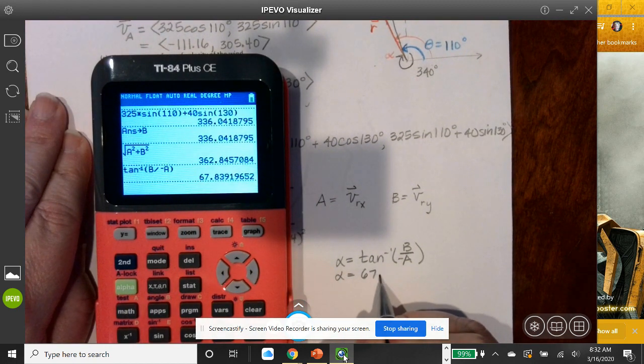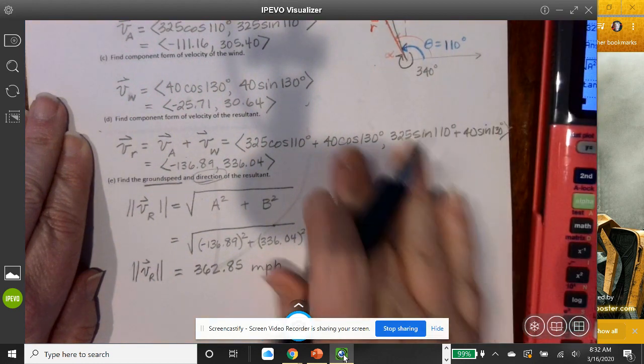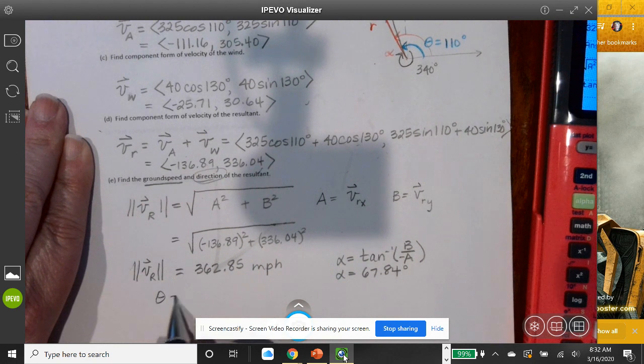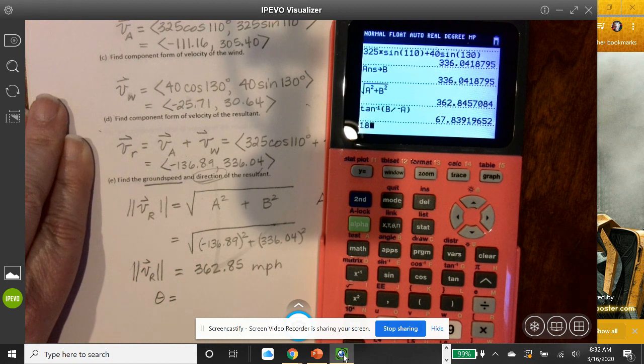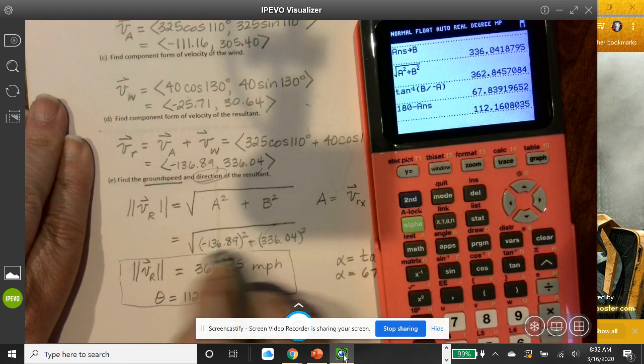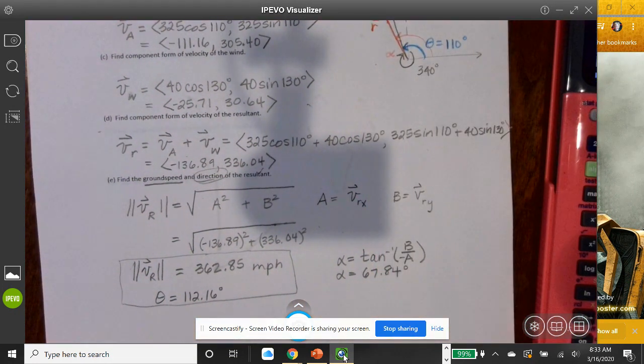So alpha is approximately 67.84 degrees, which makes my direction angle, I'm making a mess on my paper here. My direction angle is going to be 180 minus alpha, so 180 minus my answer, which is 112.16 degrees. So that is the direction and the magnitude of the result of the wind working on the airplane, which is a very cool application.